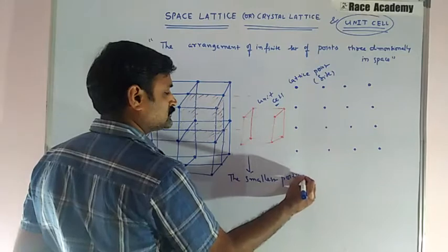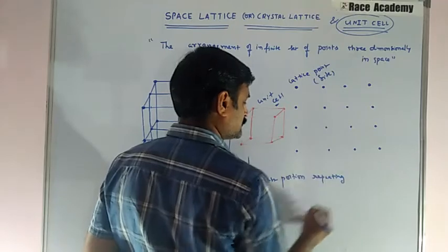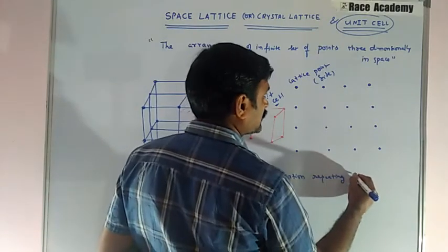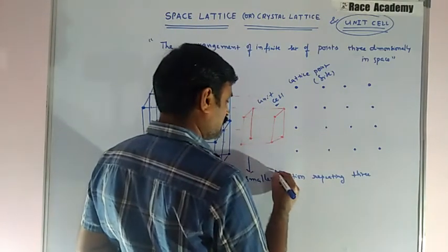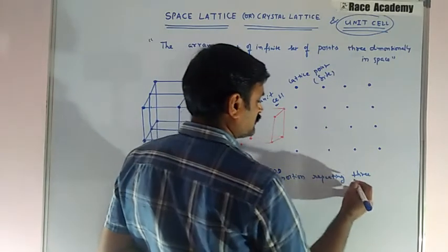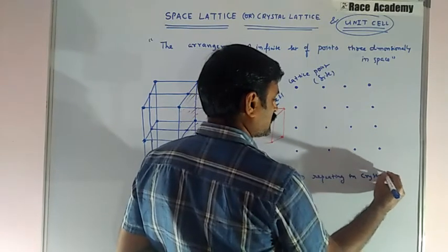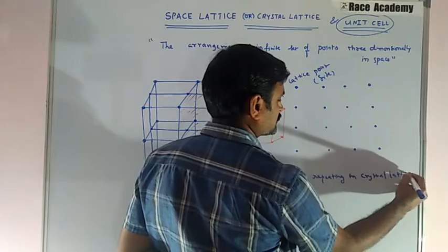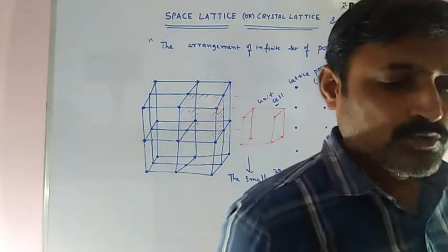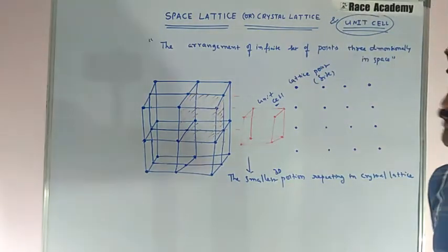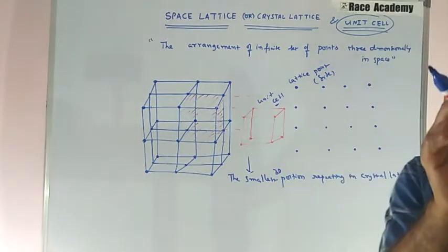portion repeating. Again you can write three-dimensional portion repeating in crystal lattice. So that is called a unit cell. So now you are in a position to understand what a unit cell is. Once again I will repeat the definition of unit cell. That is, a unit cell is the smallest portion of the crystal lattice.